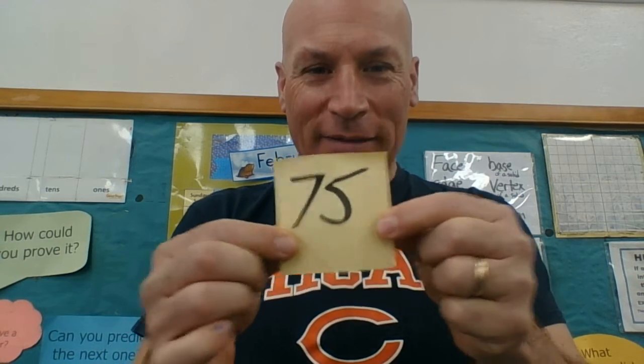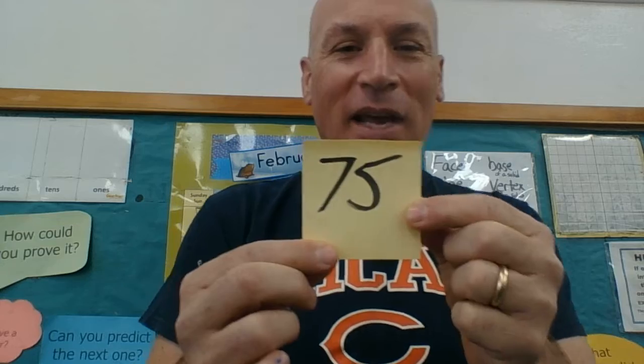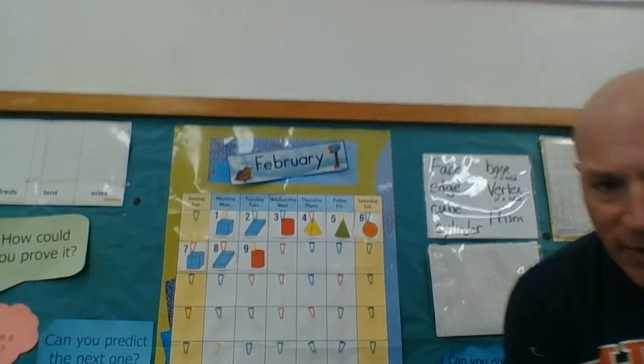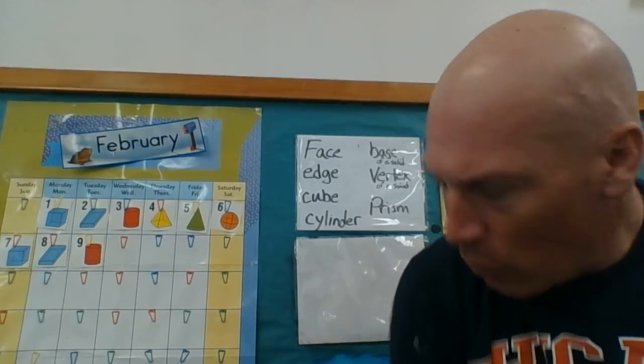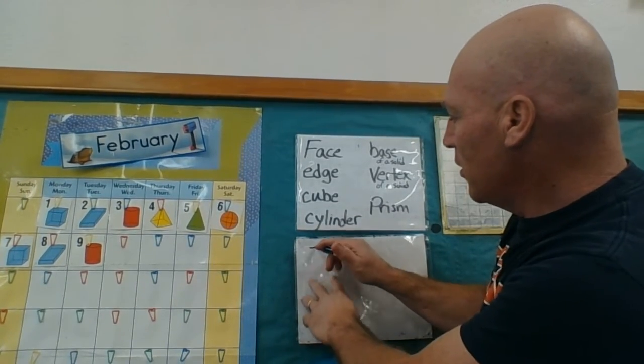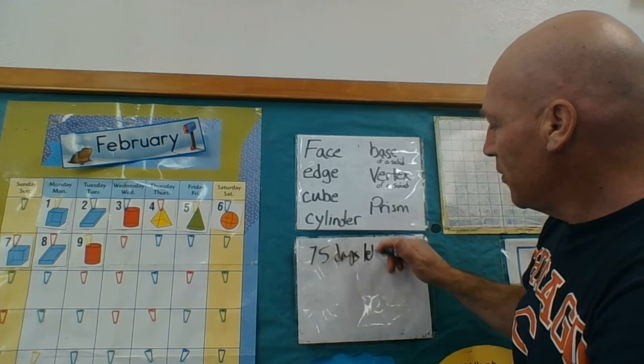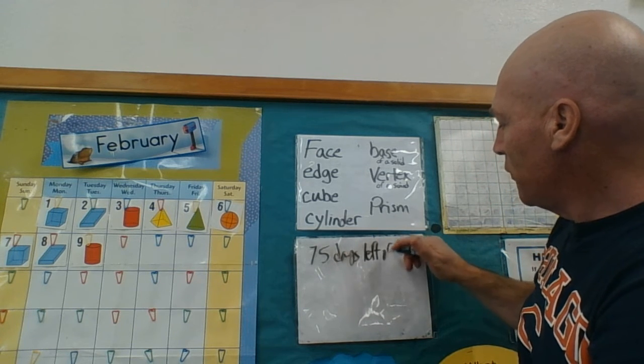75. 75 is a magic number. 75 days left of school. So let's have some fun with 75, shall we? Let's go over here. And we know that we have 75 days left of school.